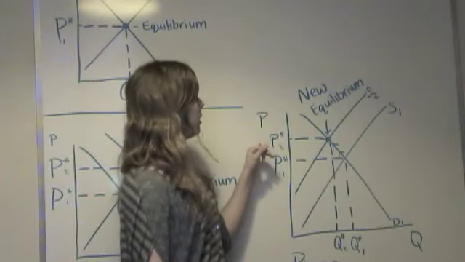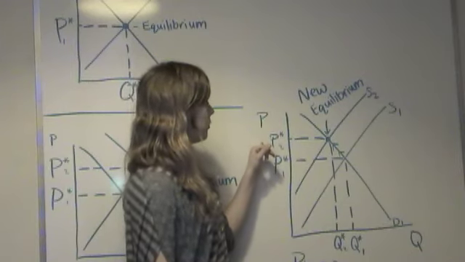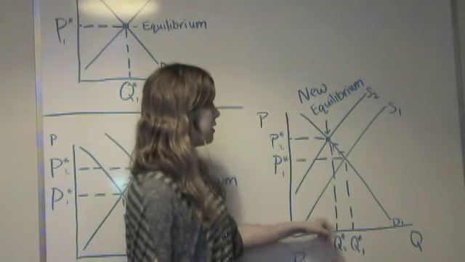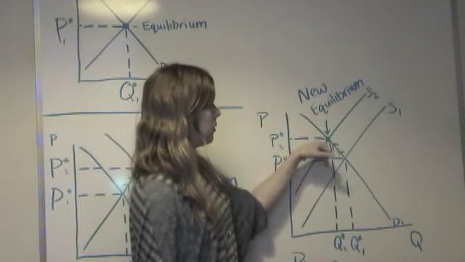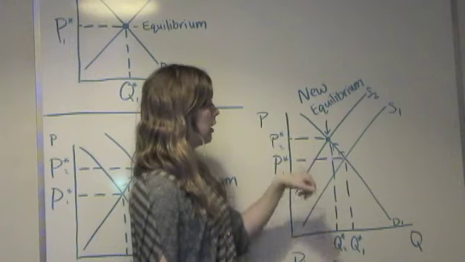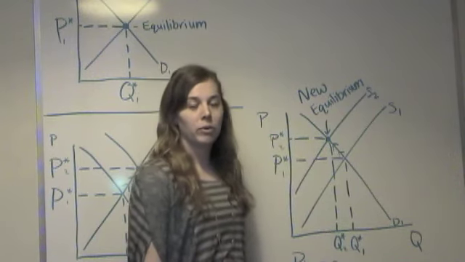At this new price, the quantity demanded has decreased, therefore creating this new equilibrium point on the supply curve. And that is short-run equilibrium.